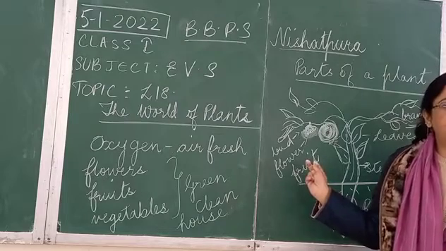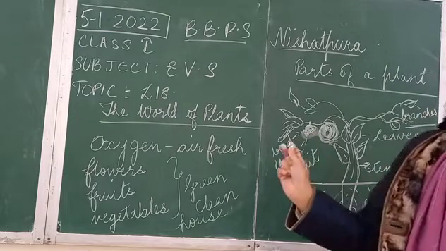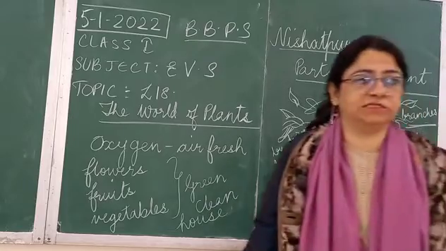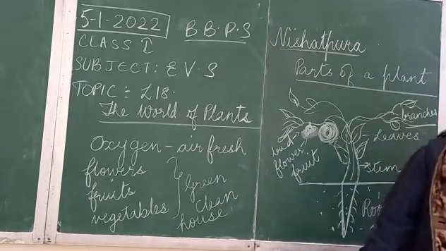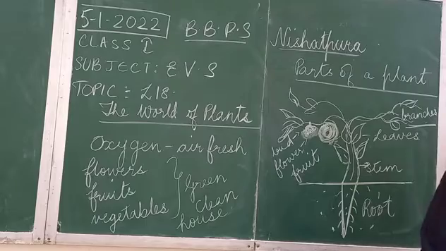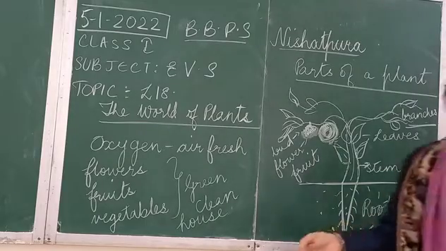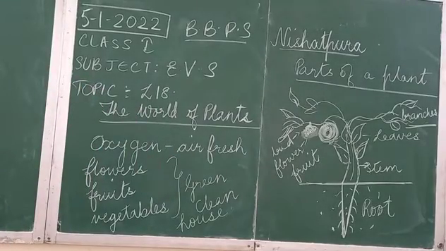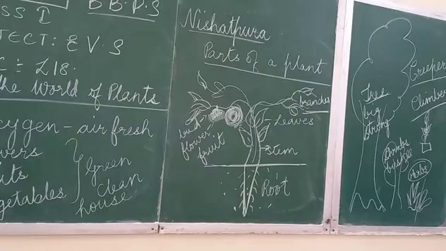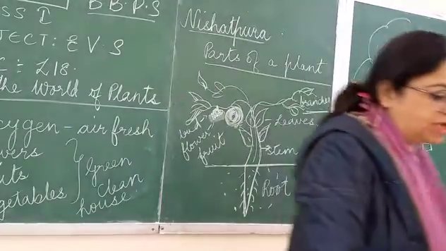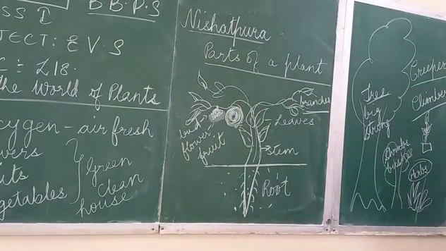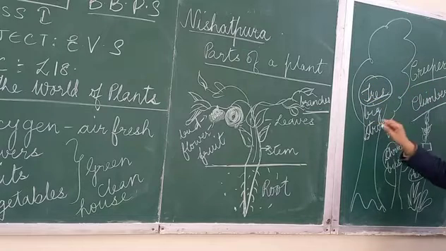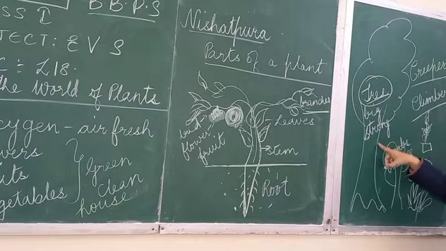Now we will do types of plants on the next page, page number 80. Look in your books. First are trees. We have read that trees are very big and strong. Very big and strong plants are called trees. For example, guava, mango, neem, banyan tree. They are very big and strong.